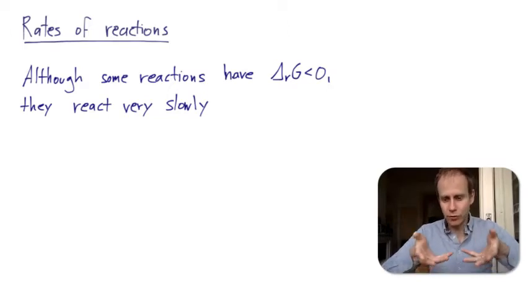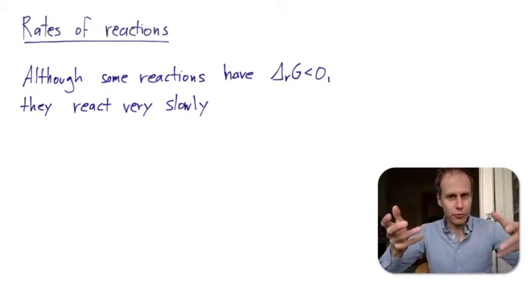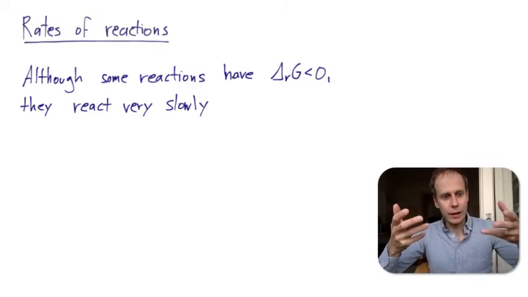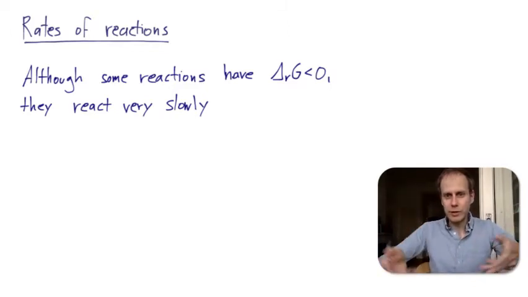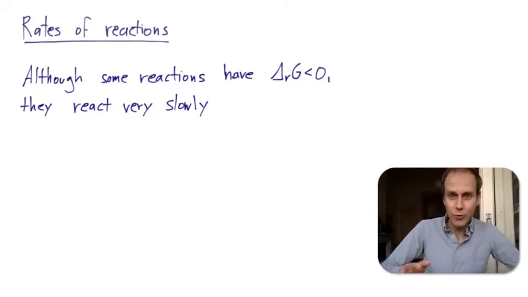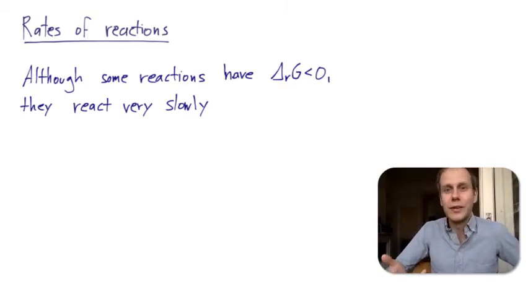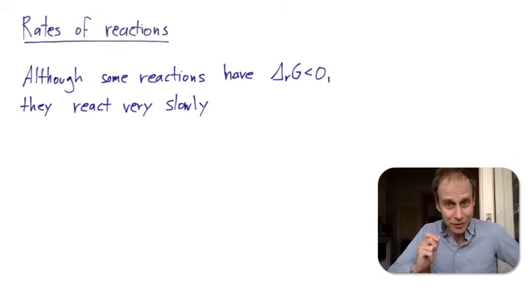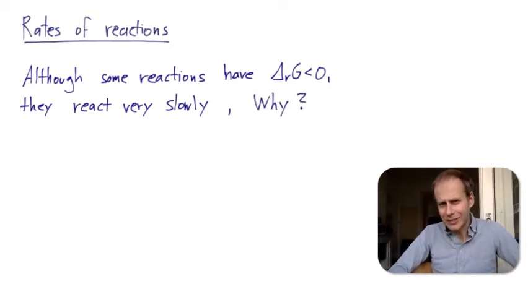But you see the sugar, nevertheless, even though it should be spontaneous, doesn't burst into flames immediately, and it remains as glucose. So this is an example of a really slow reaction. It takes place, but it's very, very slow. The sugar is actually on fire while you look at it, just at a very, very low rate. So why is this? What is the speed of a reaction?